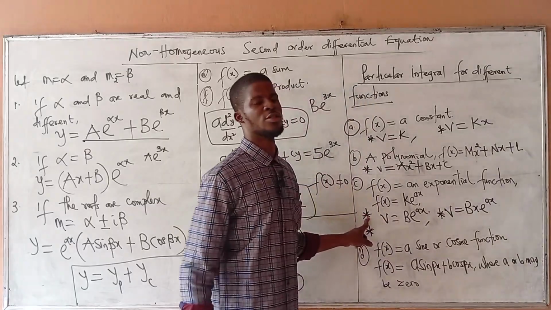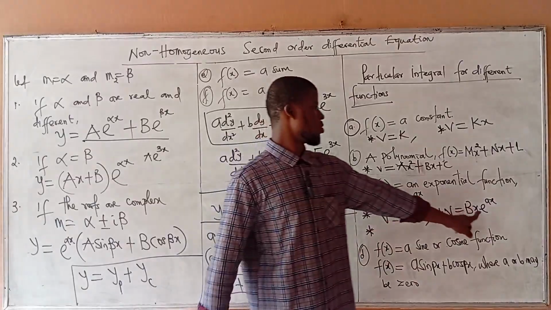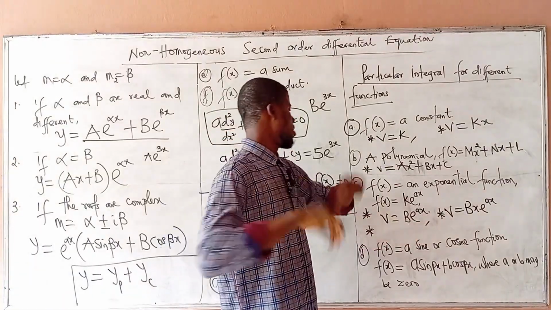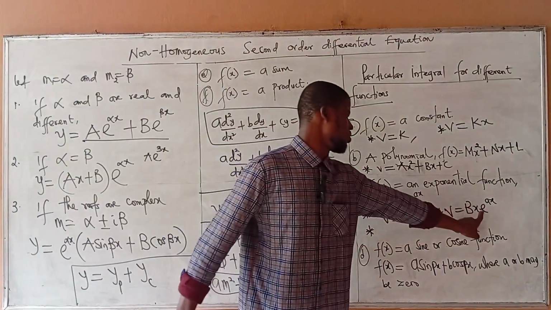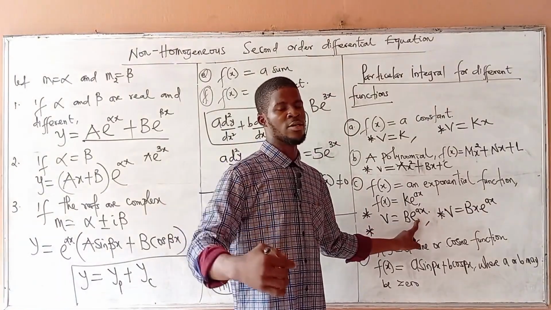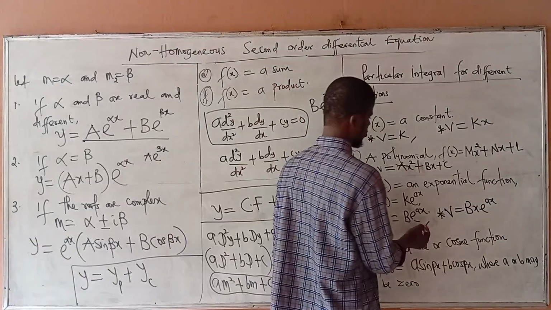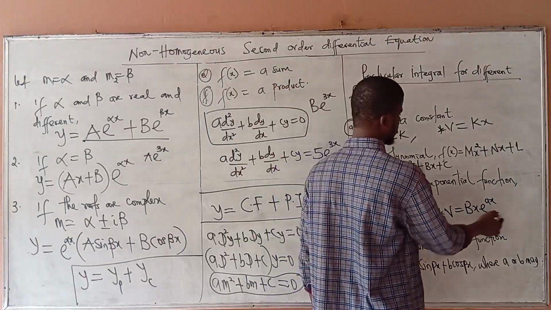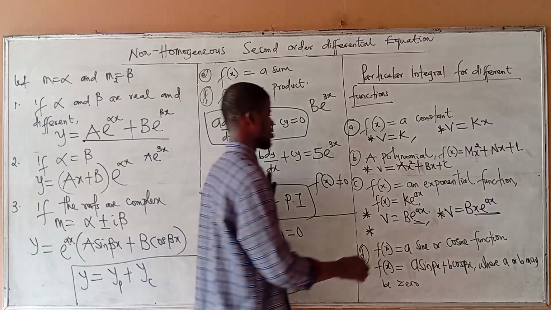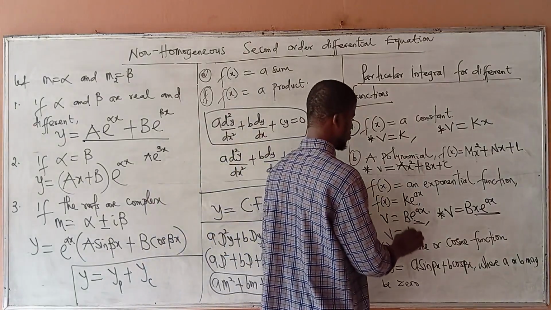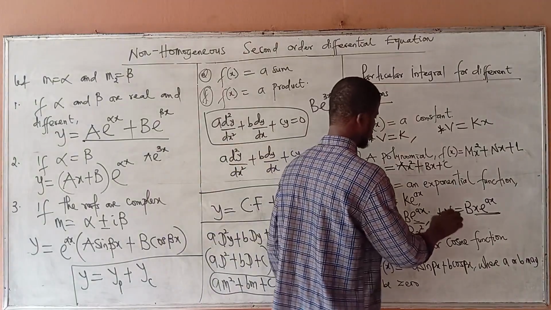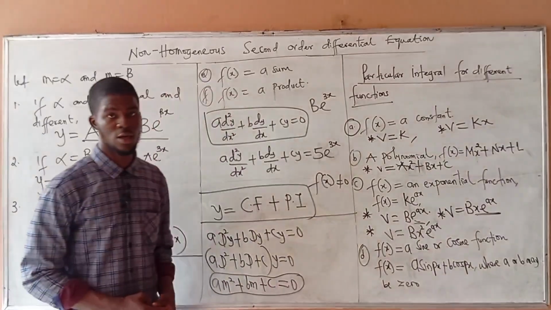I've considered the first case. This is the general case. And this is the second case where we have e^(ax) appearing in the complementary function. Now, there are cases where this and this will appear in the complementary function. So if this and this appear in the complementary function, the particular integral becomes y = b x² e^(ax). That's it. It's very easy to understand.